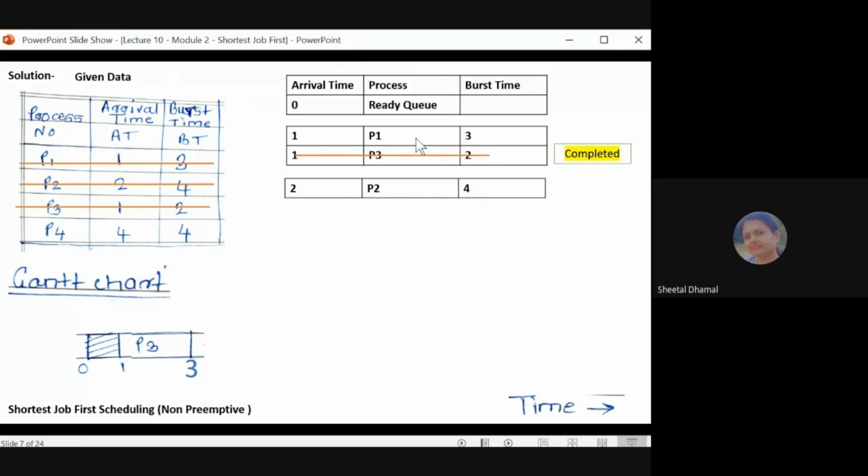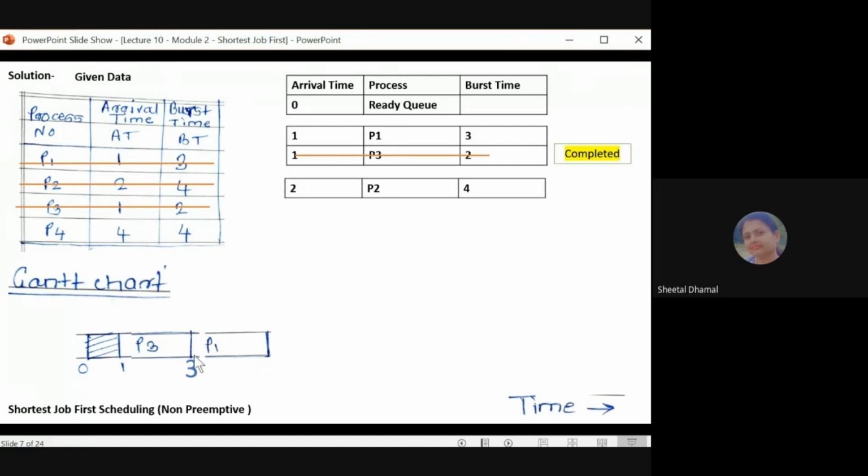Now only two processes are present in the ready queue. So your shortest job first scheduler will compare the burst time of process P1 and P2. The next process will be process P1 because 3 is less than 4. So the burst time required to complete the process P1 is 3. So your CPU scheduler will take out the process P1 from the ready queue and assign the CPU to it.